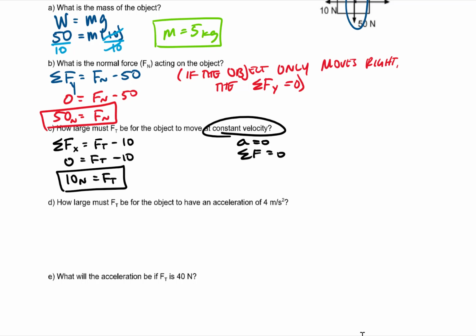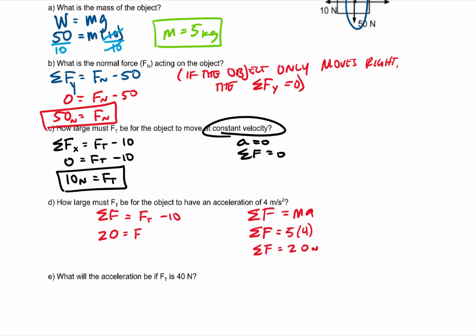Part D, how large must Ft be to accelerate at 4 meters per second squared? One way of finding my net force is by taking the Ft minus 10. The other way I can find the net force is by doing mass times acceleration. Well, my mass is 5 kilograms. The acceleration is 4 meters per second squared. So that net force is going to come out to be 20 newtons. So my net force, 20 newtons, is equal to the tension minus 10. Add 10 to both sides. And Ft comes out to be 30 newtons.